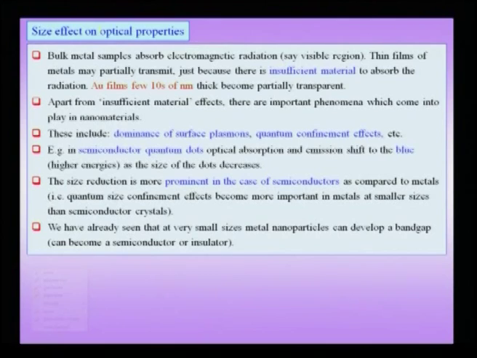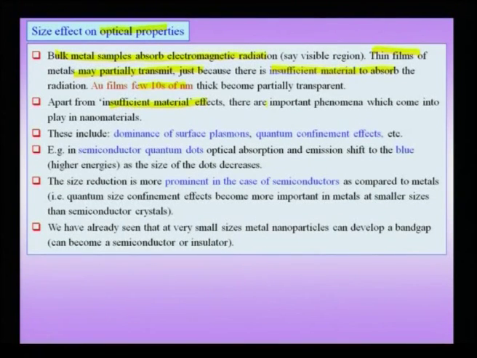So, when you are talking about size effect on optical properties, a bulk metal absorbs electromagnetic radiation, say in the visible region. Thin films of metals may become partially transmitting, and this is because of the insufficient material effect, as we pointed out. So, gold films about 10 nanometer thick can become partially transparent, and this is not something unexpected. Apart from the insufficient material effects, there are other important phenomena which come into play in nanomaterials, and especially freestanding nanocrystalline particles.